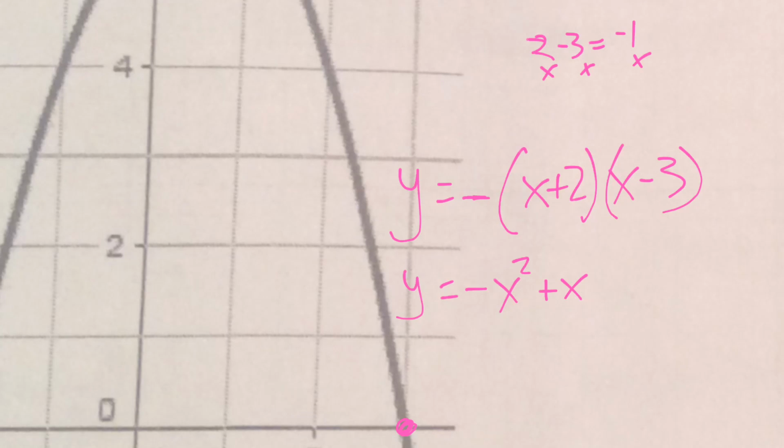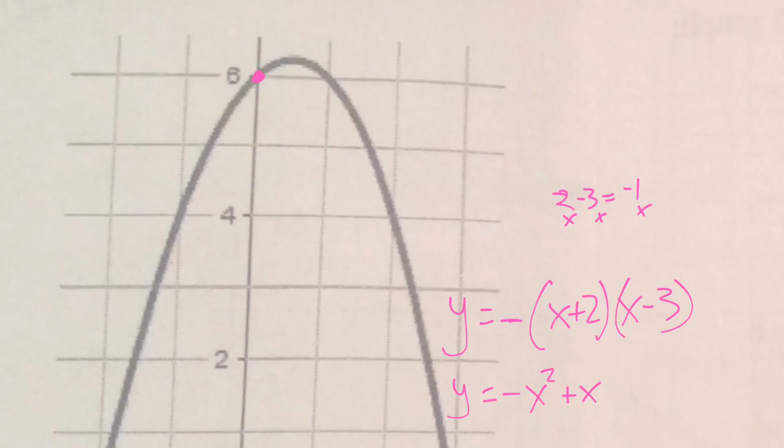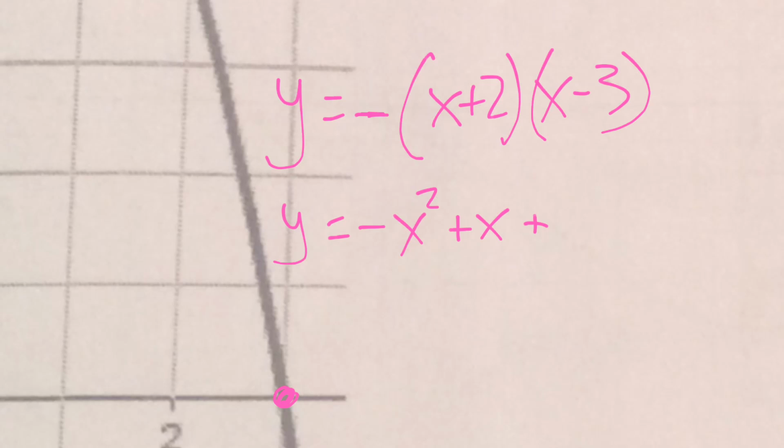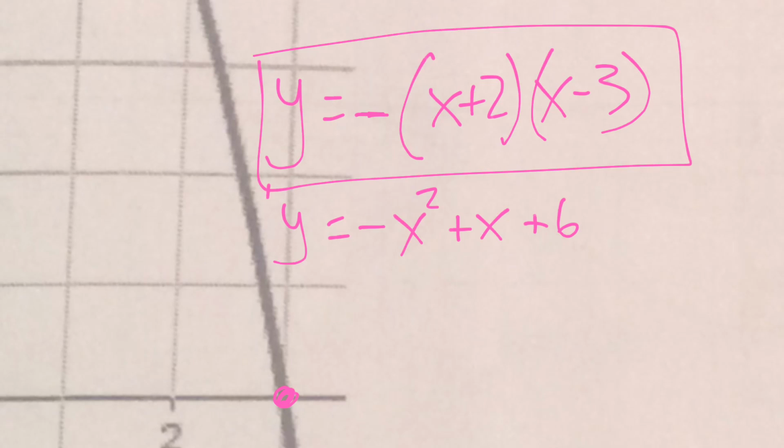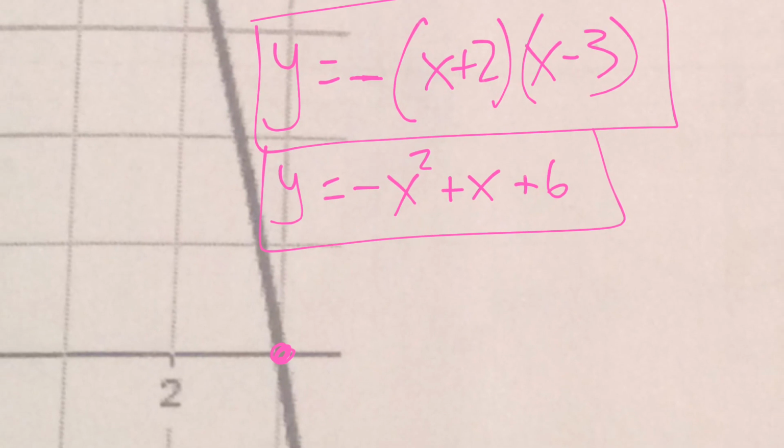So -x squared plus x, and then I could plug in 0, but I already know that my y-intercept is 6, so I know that this has to be plus 6 right there. So there's one equation. There's the other equation. Let's find this last one just by completing the square. So y equals -x squared minus x plus 6.